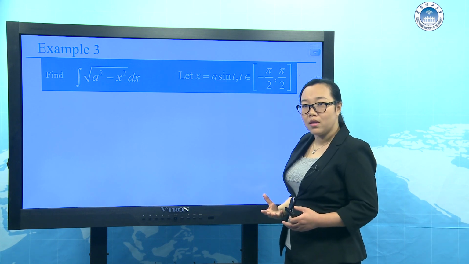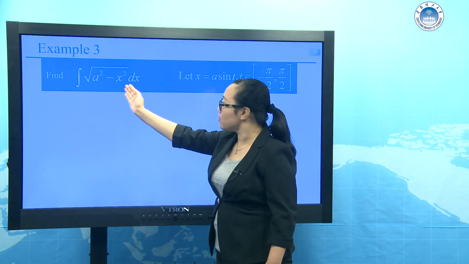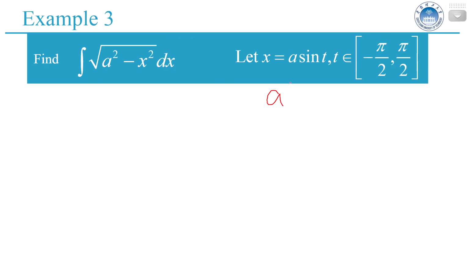First, we will understand the corresponding domain. A squared minus x squared is non-negative. This means the absolute value of x is less than or equal to the absolute value of a. A is a positive number, so it equals a. So we can write x equals a sine t.